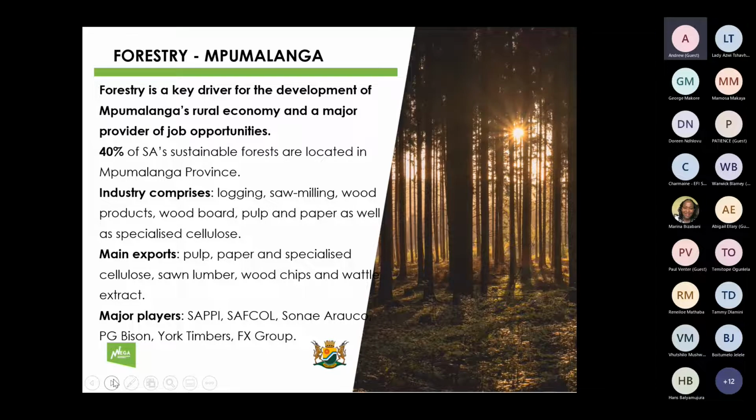Within the agricultural sector, we have a very important forestry sector. Mpumalanga accounts for 40% of South Africa's sustainable forests. Most of our forests have Forestry Stewardship Council accreditation, so our products are very much exportable. We produce pulp, paper, and specialized cellulose, sawn timber, wood chips, and wattle. Our major players in this sector are SAPPI, SAFCOL, Portuguese investments in Ayaraco, PG Bison, York Timbers, and the new entrant is the FX Group.